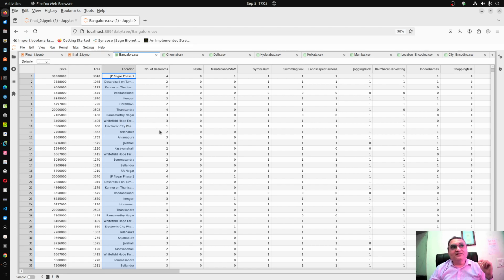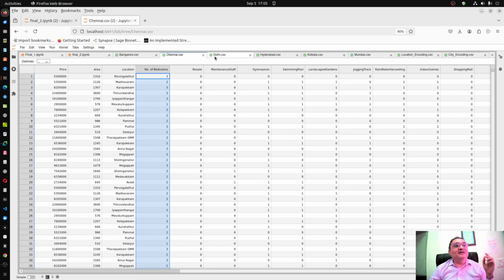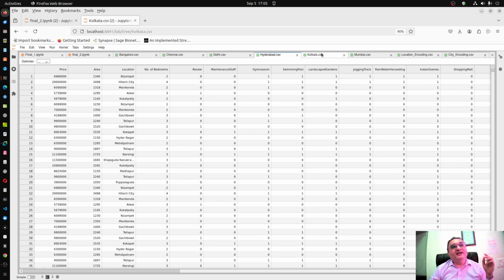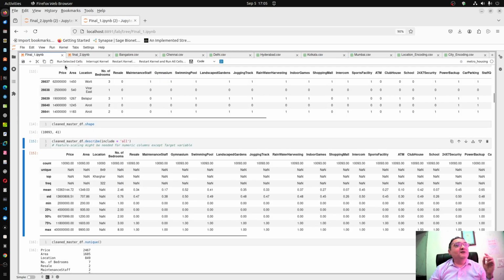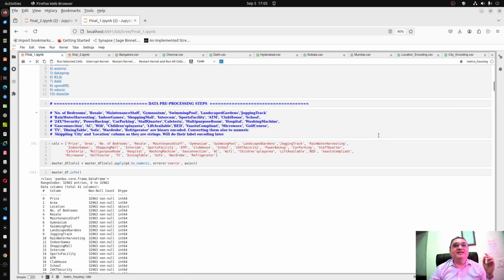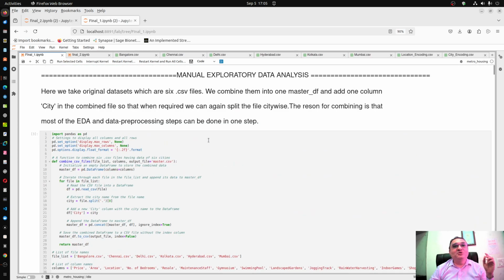I will show you the user interface, and you will feel that it is worth doing this splitting city-wise. But initial data pre-processing was done by combining the data frame. We were given six different data frames, so we combined them. So here is some of the work which was done in a Jupyter Notebook.